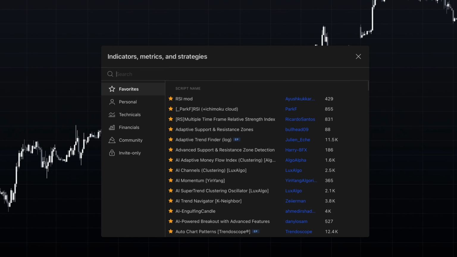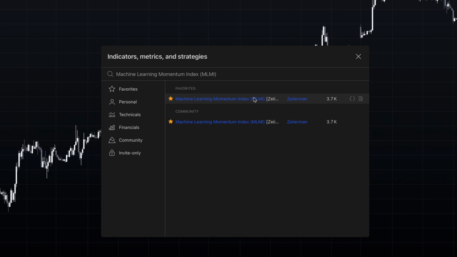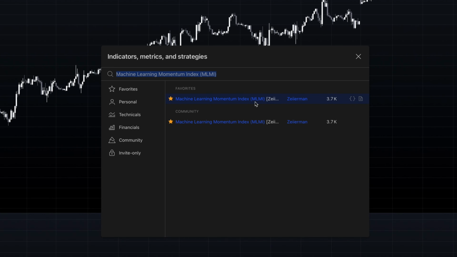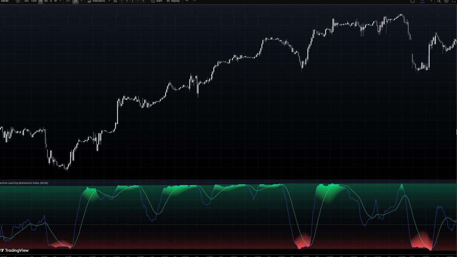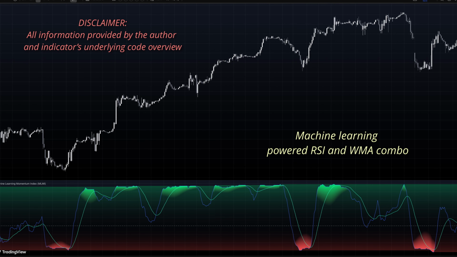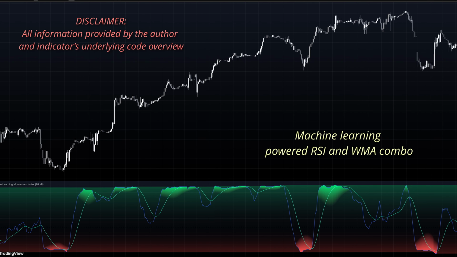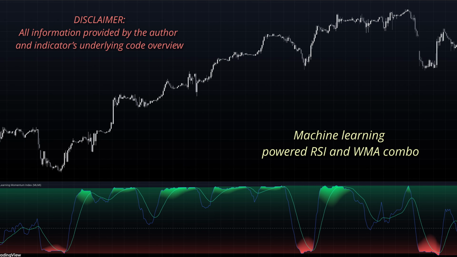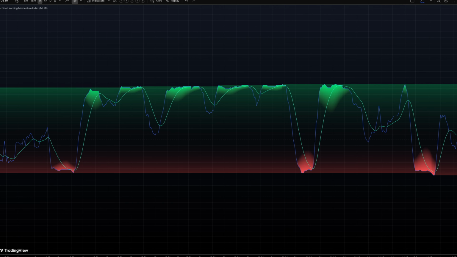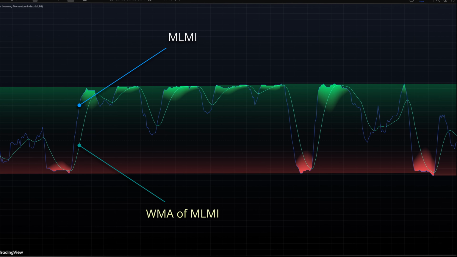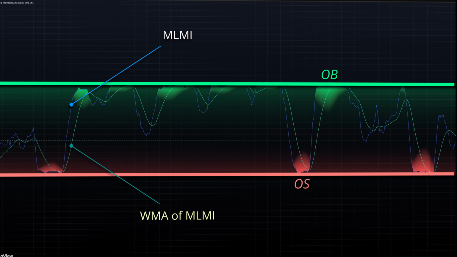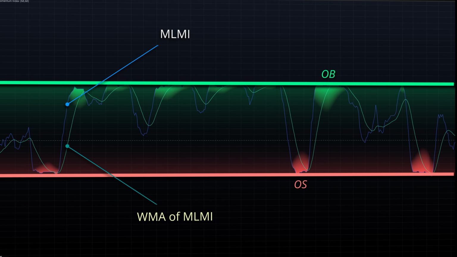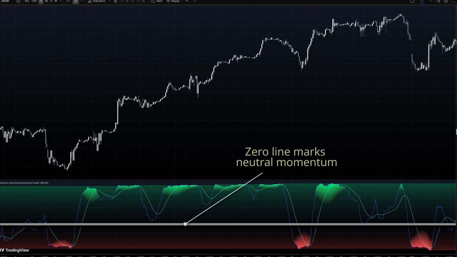Created by Zierman, this Pine Script indicator applies machine learning principles to momentum analysis through a k-nearest neighbors (KNN) algorithm. The MLMI combines traditional technical indicators RSI and WMA with machine learning to create a predictive model. The indicator visualizes its predictions through a main line with a corresponding moving average, both displayed against a gradient background that highlights overbought and oversold zones. The zero line serves as the neutral reference point for momentum direction.